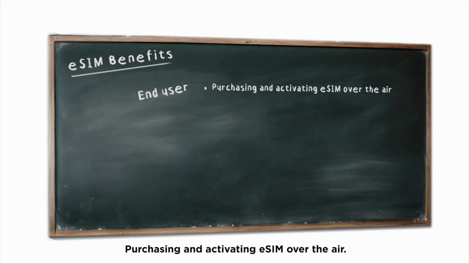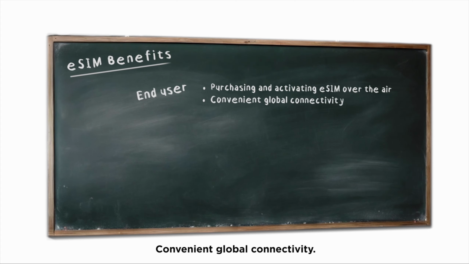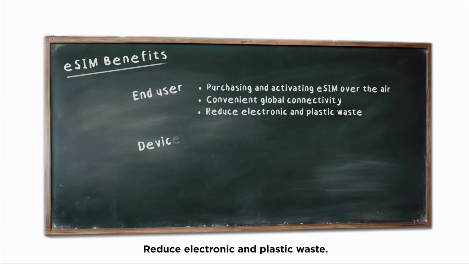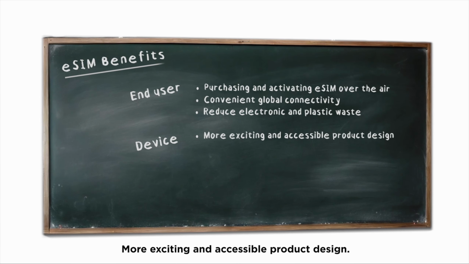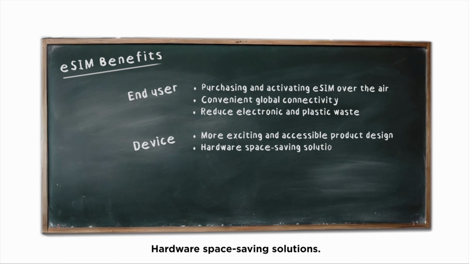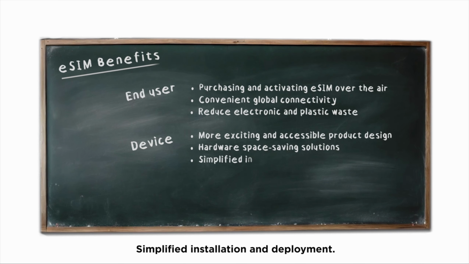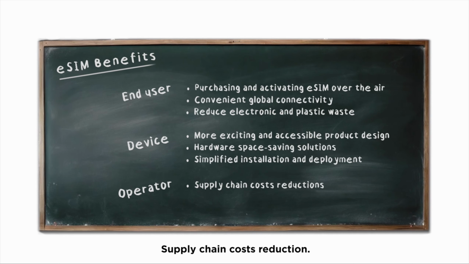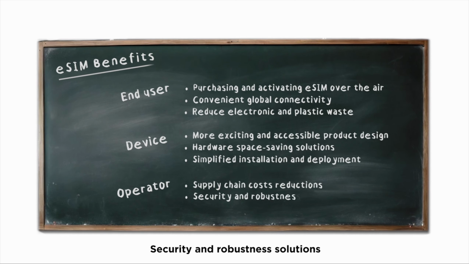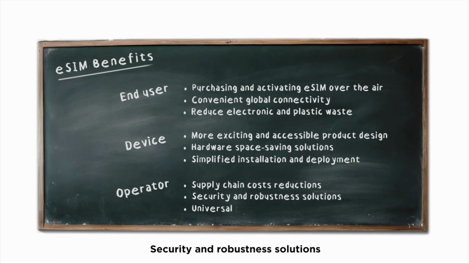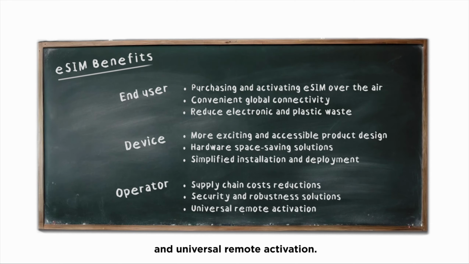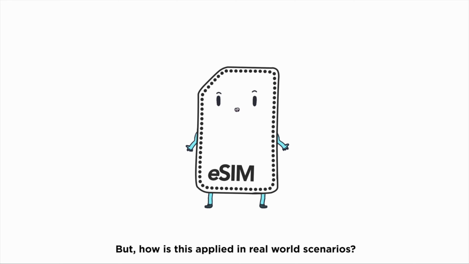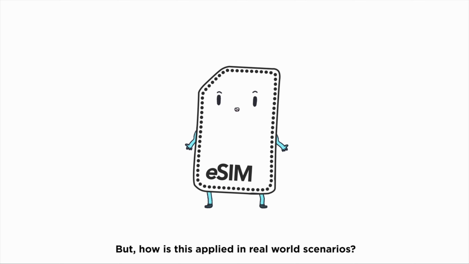Purchasing and activating eSIM over the air, convenient global connectivity, reduce electronic and plastic waste. More exciting and accessible product design, hardware space-saving solutions, simplified installation and deployment, supply chain costs reduction, security and robustness solutions, and universal remote activation. All sounds pretty good, right? But how is this applied in real-world scenarios?